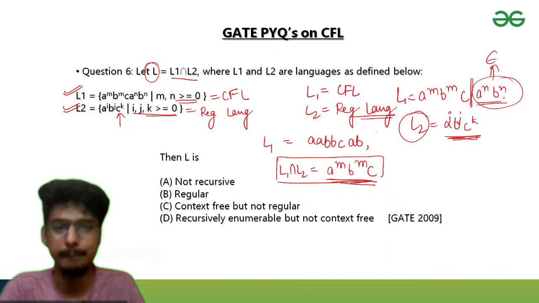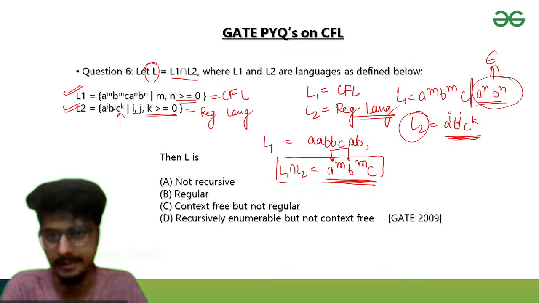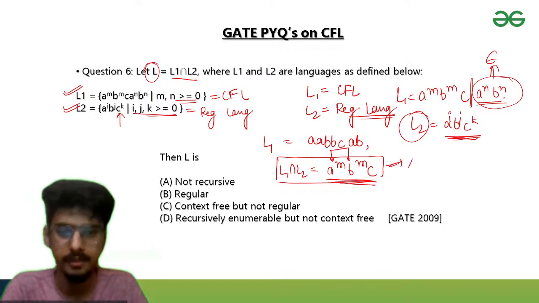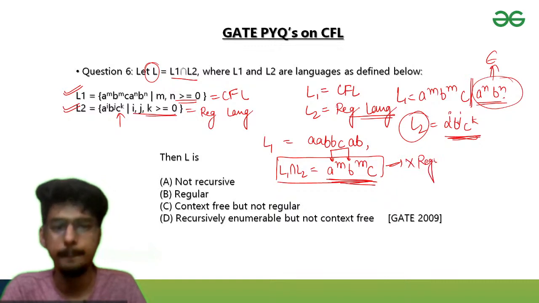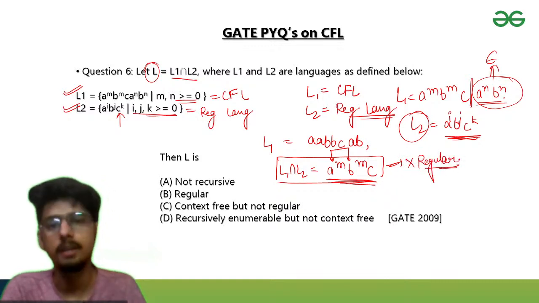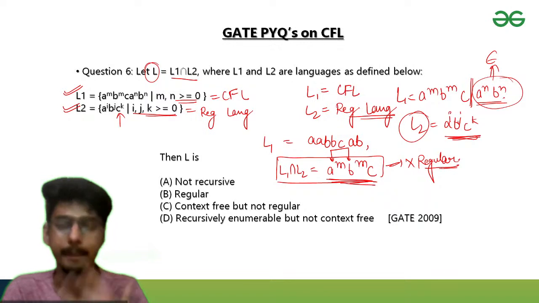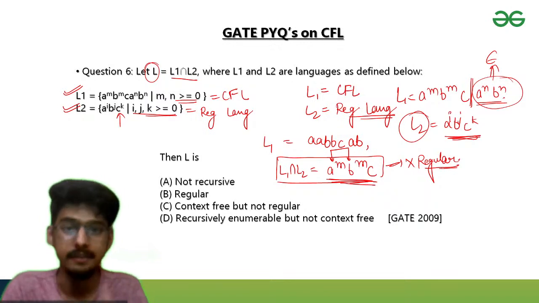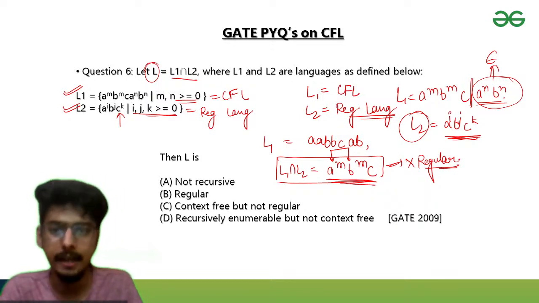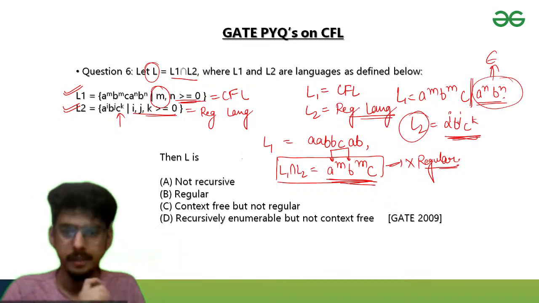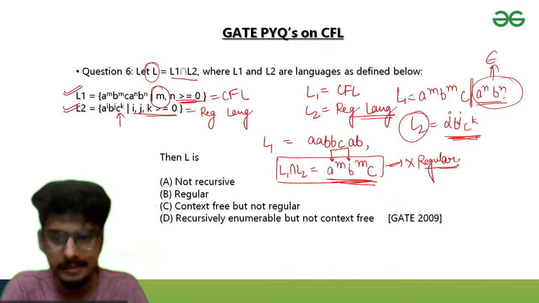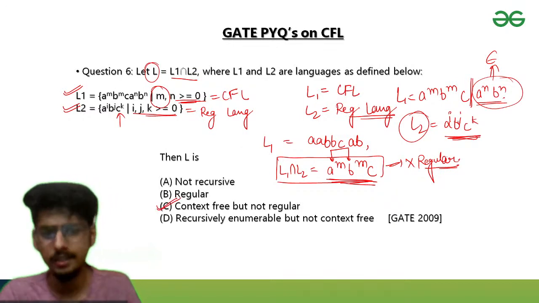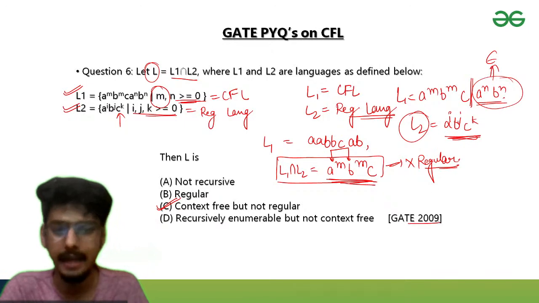Why? Because you are comparing the number of A's and the number of B's. Okay, this is not regular, because for comparing the number of A's and the number of B's, you need some memory, and that memory can be infinite because it is given that m is greater than or equal to 0. So m does not have any upper limit. So it will be context free, but it will not be regular. So option C will be the correct answer. And again, this question was asked in GATE 2009.